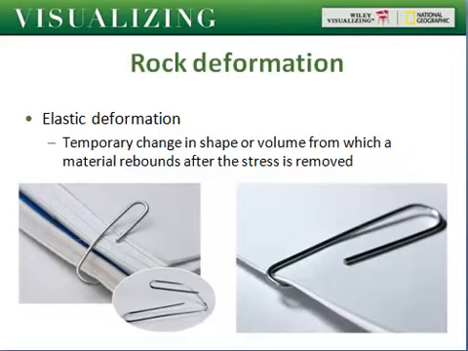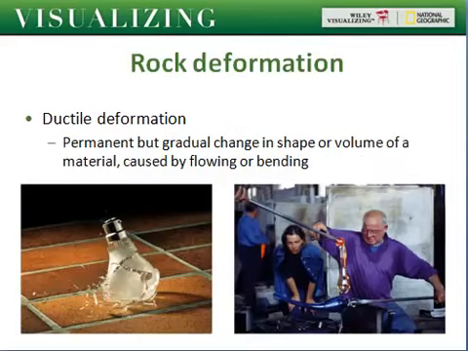A second type of rock response is ductile deformation. When a rock layer deforms ductily, it is a permanent but gradual change in the shape or volume of the material, and when the stress is removed, the deformation is permanent. This requires either high stress, high temperature, or high pressure. The more water that is present in a rock layer, the more ductile the rock will behave.